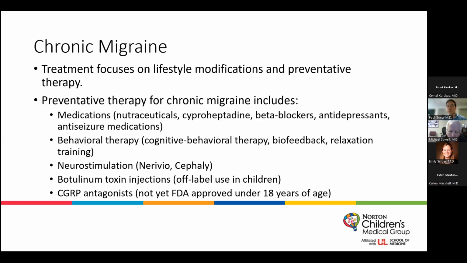So behavioral therapy, so CBT, biofeedback, relaxation training, there's great evidence that these are good to help reduce the number of headache days in patients with chronic migraine. There's neurostimulation devices. Some brands are called Nerivio. If the kid is old enough, it's not approved for under 18, but sometimes in older adolescents, botulinum toxin injections can be approved. And then, of course, hopefully in the future, we'll have more availability for monoclonal antibodies to CGRP, which are new emerging therapies in adults that have proven very effective for treating migraine.